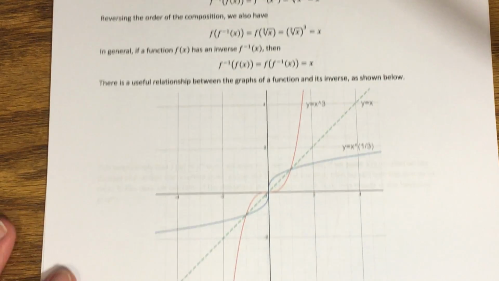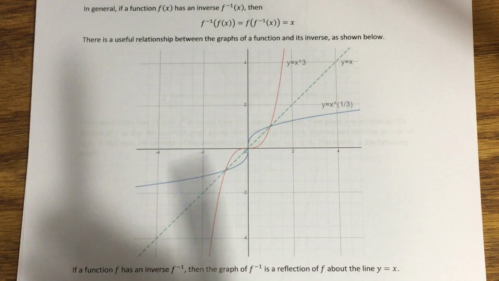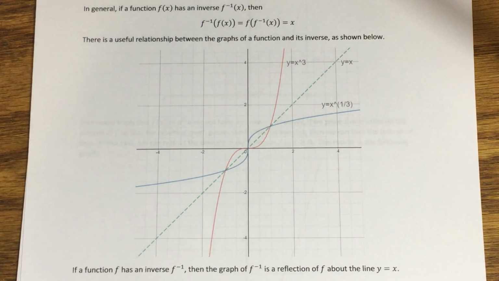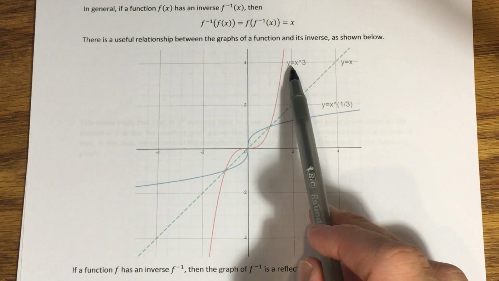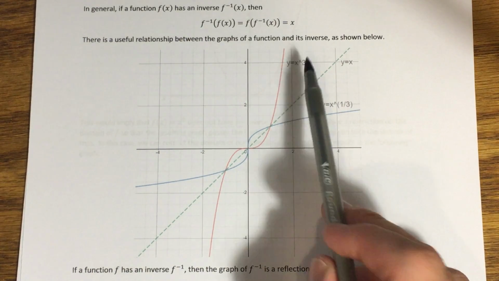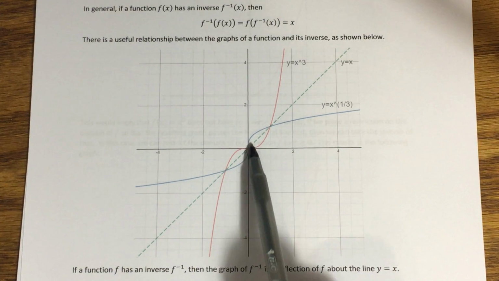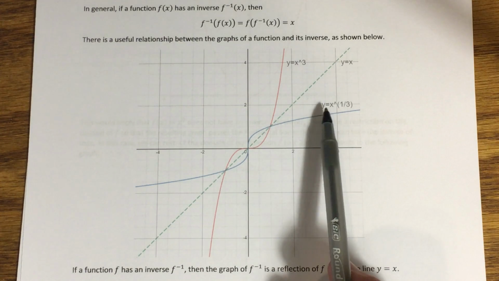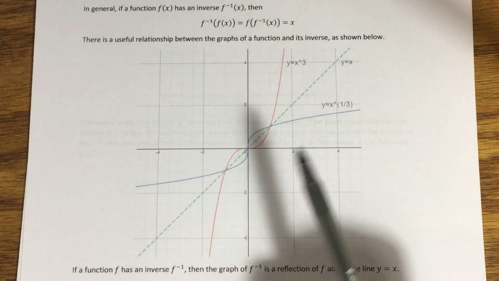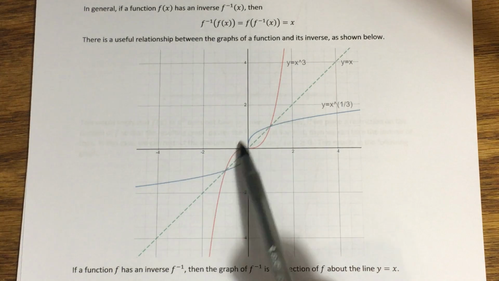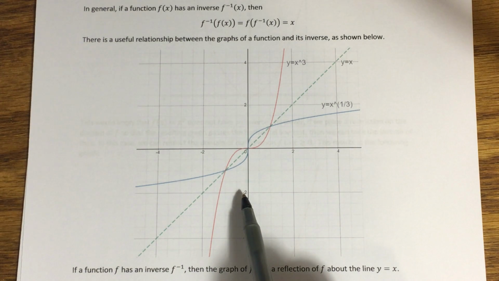Now, we have a really important relationship between any particular function and its inverse when you look at their graphs. Here, the graph that's in red is the function y equals x cubed, so the one that we were calling f of x up there. The blue graph is the graph of y equals x to the 1/3 power. That's the same thing as the cube root of x. So blue graph is the cube root function, red graph is the cube function.